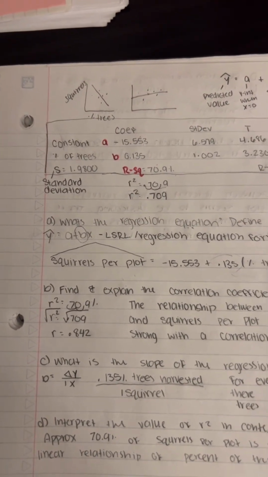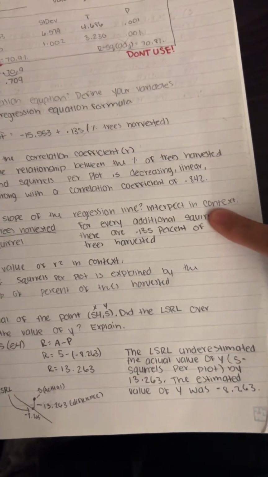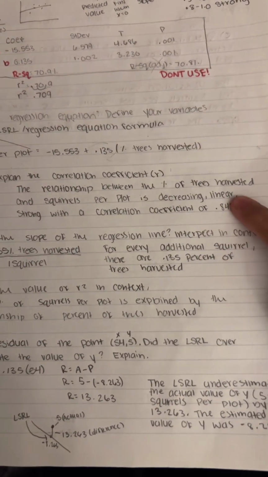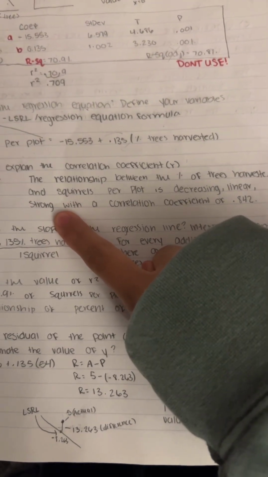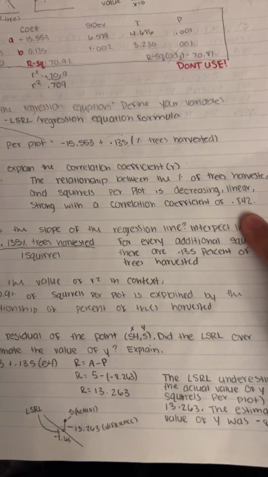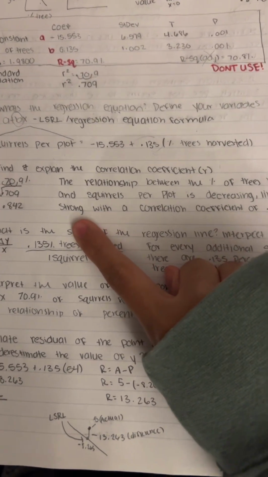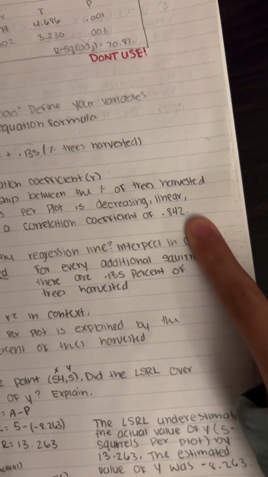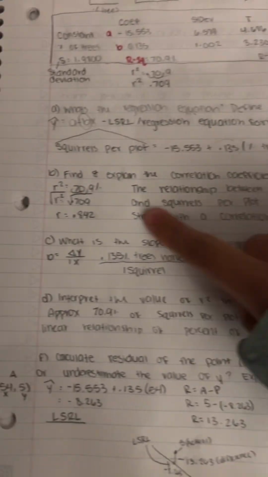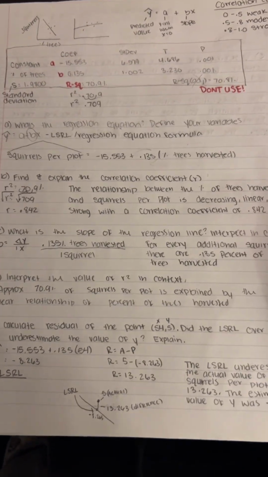It's linear because we see again the graph is right there and it's linear. It's not like a curve, so it's just straight, so it's linear. And then we're gonna say that it's strong with a correlation coefficient of 0.842. So you have to say whether it's weak, moderate, or strong, and you have to say what the correlation coefficient is, which was 0.842. And you have to show your work, so you're gonna need to write this down too. But that's how you do B.